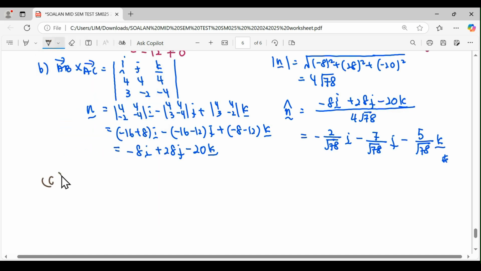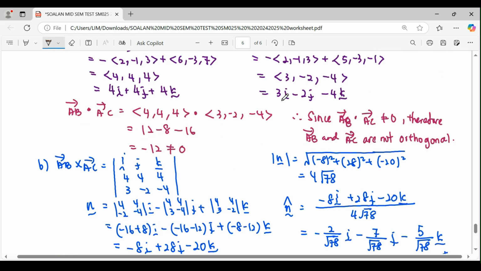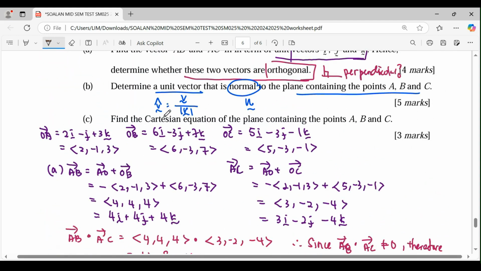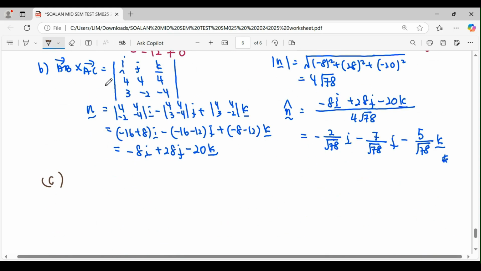Then question C, they ask us to find out Cartesian equation that the plane containing your point ABC. So your normal already have. So you want the equation of the plane, it will be r dot n equals to a dot n. R will be vector of x, y, z. Normal vector, which is we get here from the cross product AB times AC.